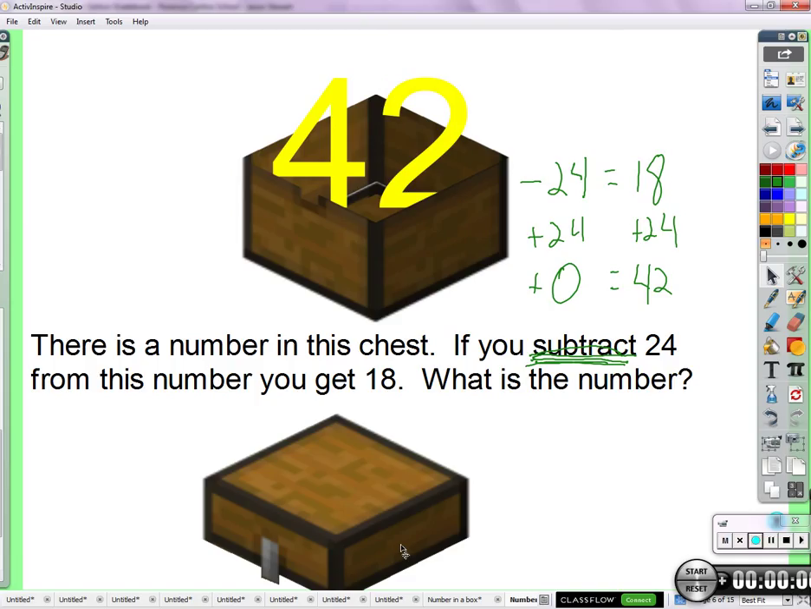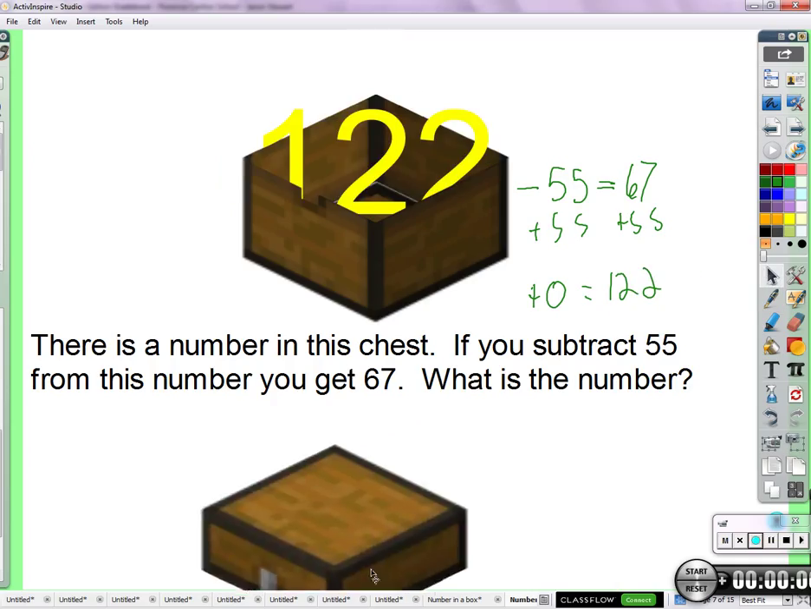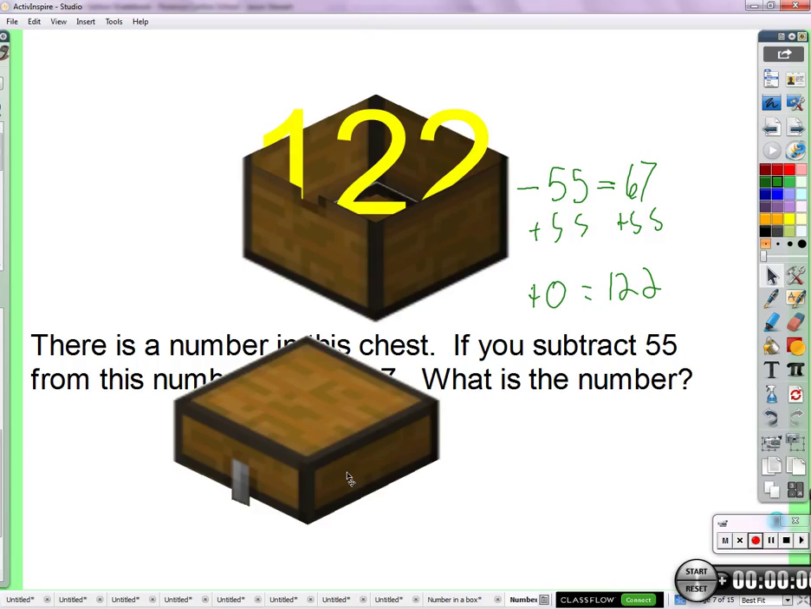Hey, I'm going to show you another one. I want you to not shout it out. I want you to figure out what that number is. Okay, so we're going to take this number and we're going to subtract 55 to get 67. So 67 is equal to this number minus 55. Add 55 to both sides. So this results in a 0. And we get 122. I'm so good at it. Okay, let's add another layer onto this.